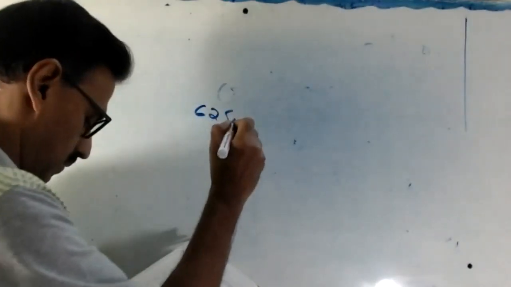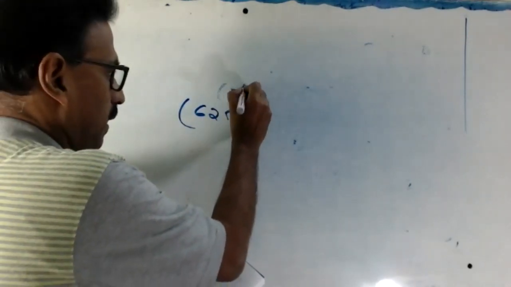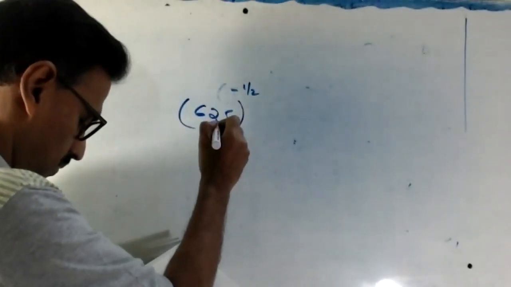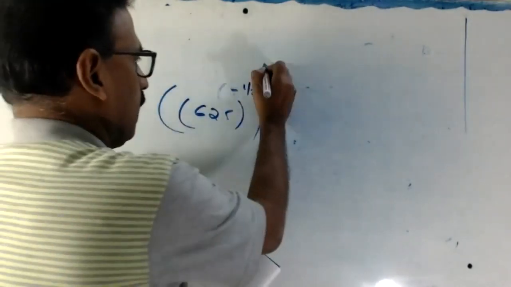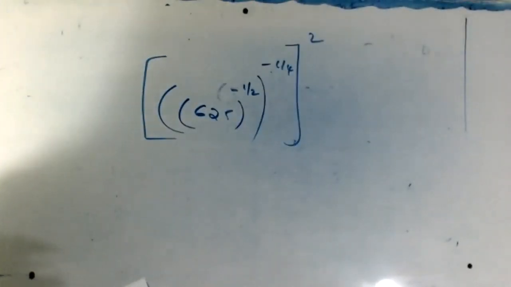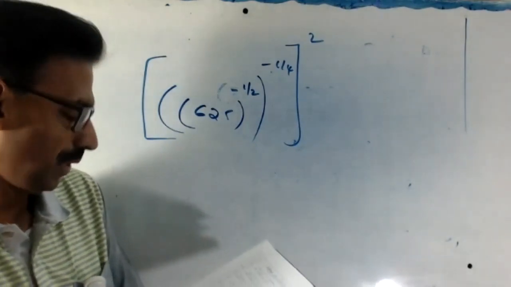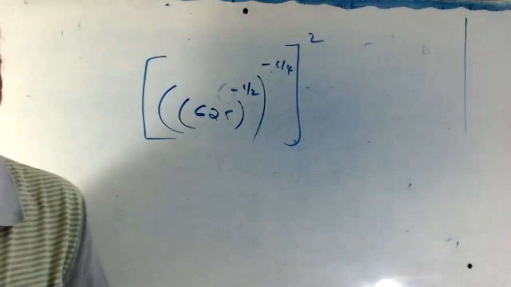Okay, next question. 625 whole raised to minus 1 by 2, whole raised to minus 1 by 4, then again square. 625 whole raised to minus 1 by 2, then again raised to minus 1 by 4, then whole square. Okay, try now.